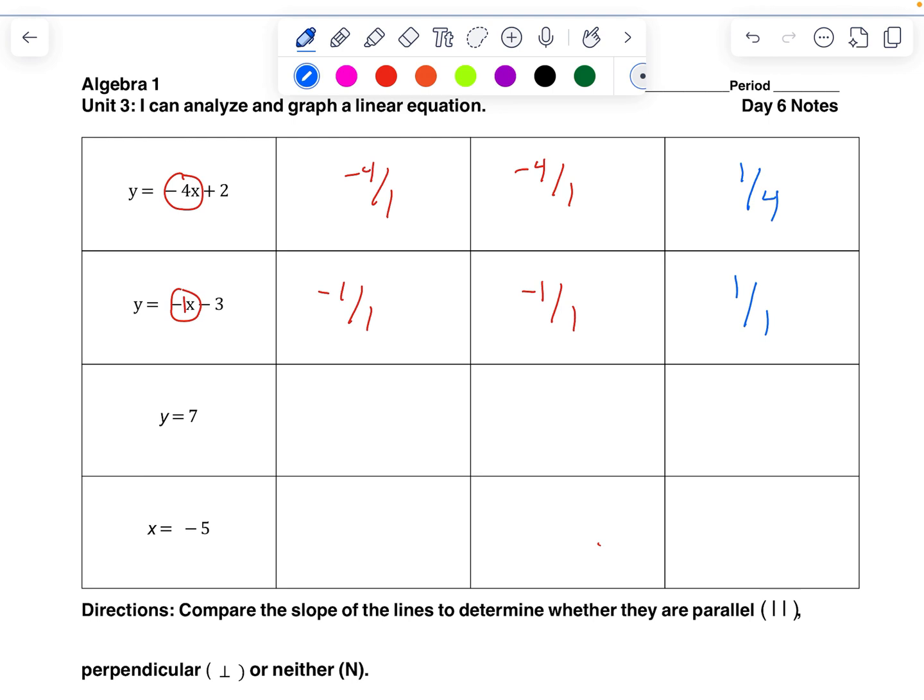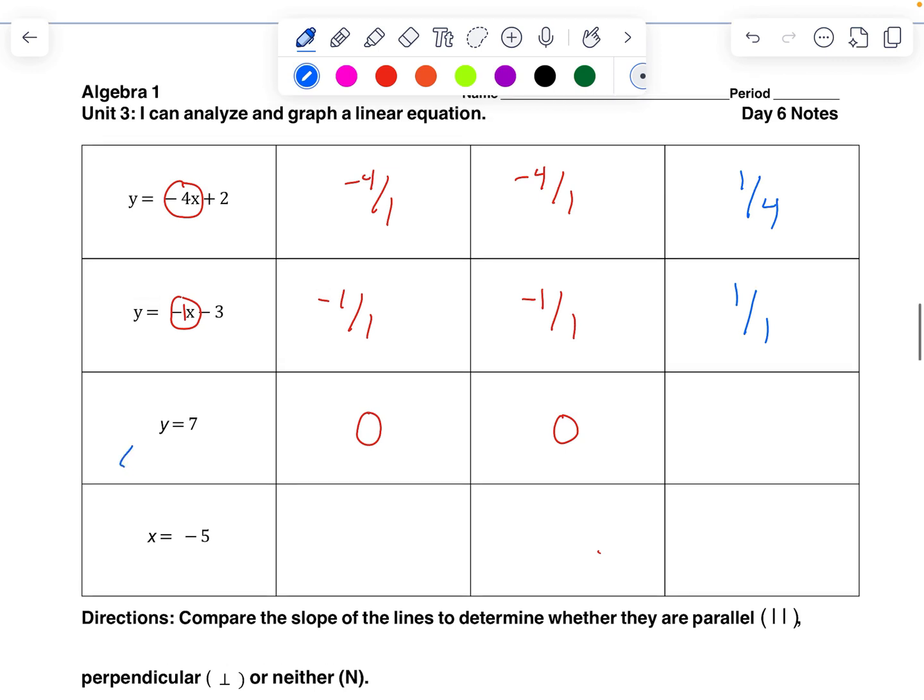y equals 7. What is our current slope if it's just y equals a number? 0. Well, what would a parallel slope to that be? The exact same, 0. Now, this one is maybe a little tricky to think of, but if I had a 0 slope, my line would look like that.